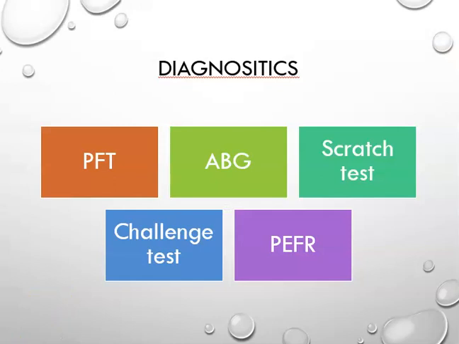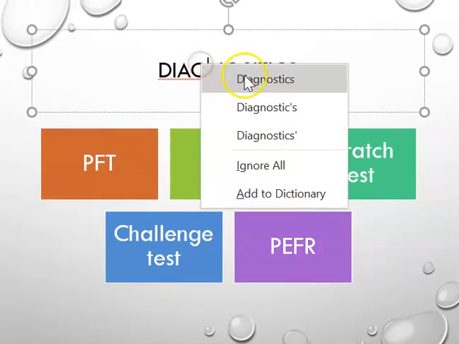Some diagnostics for this: they're going to perform a PFT. That's a pulmonary function test, and that's used to evaluate the degree of airway obstruction. This is done before and after the use of aerosol bronchodilators, and that helps determine the reversibility of the airway obstruction.